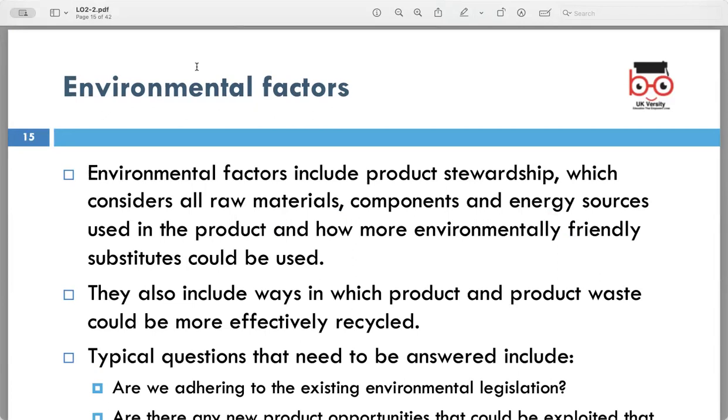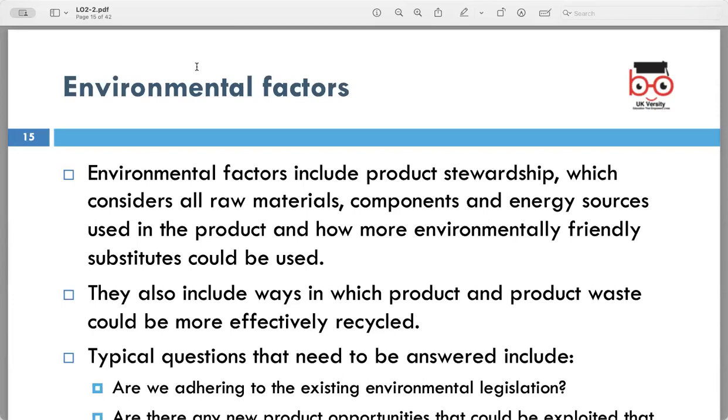So, environmental factors. An example of an environmental factor is product stewardship, which takes into account all of the raw materials, components, and energy sources that are utilized in the product. Additionally, it takes into account the way in which more environmentally friendly alternatives could be utilized. Furthermore, environmental factors encompass the way in which product waste could be recycled in a more efficient manner.